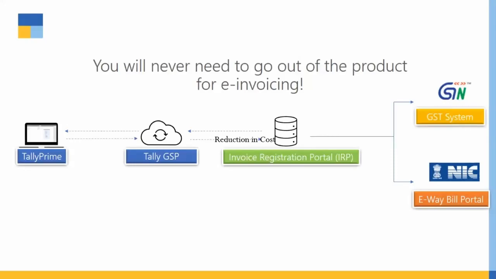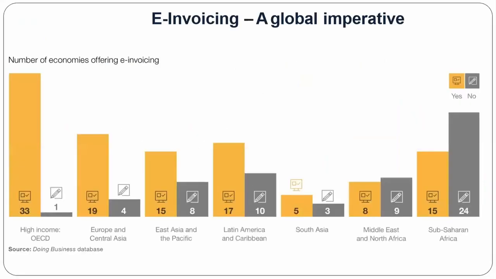So friends, this is the final screenshot. You will never go out of the product for e-invoice. What is happening on the global scale? Many countries are in the process of implementing it, and many companies have already implemented it. So we are not new, and we are not alone in having implemented it. E-invoice is something which is happening across India, across the globe.